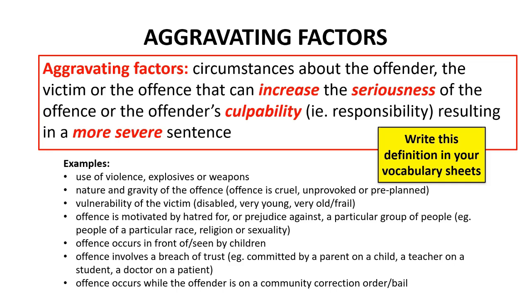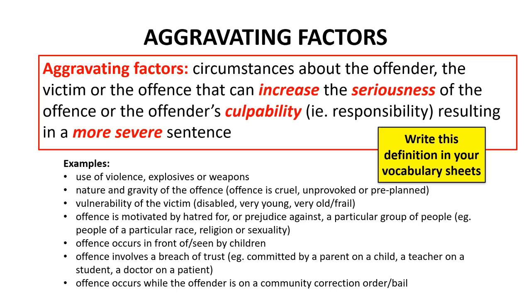It will be an aggravating factor if the offence is motivated by hatred for or prejudice against a particular group of people. An example is where the offender deliberately targets other people for assault because, for example, they are Asian, or because they're Muslims, or because they are same-sex attracted. It will be an aggravating factor if the offence occurs in front of or is seen by children. This is because children are more likely than adults to be traumatized where they witness an offence.